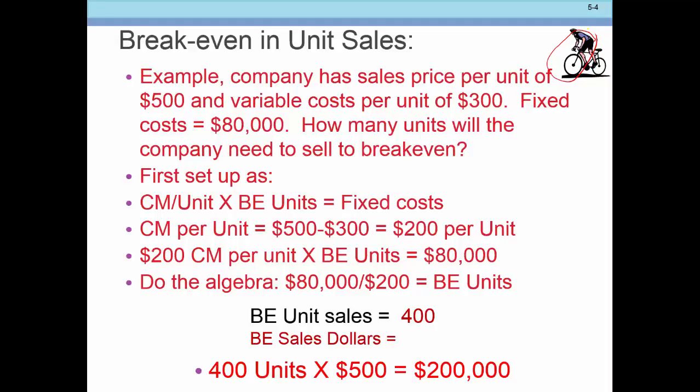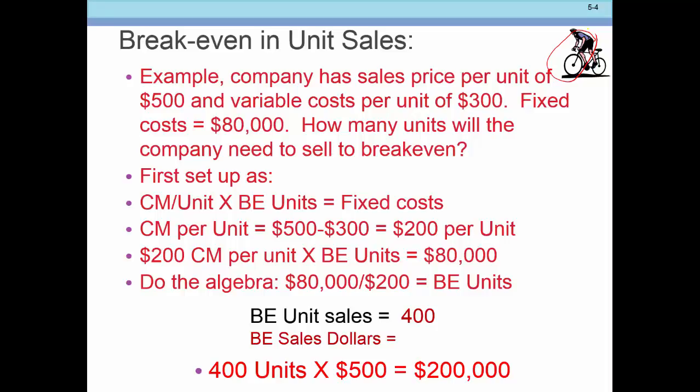$300. That means we have $200 left over per unit after we've covered our variable costs, right? They tell us in this problem that the fixed cost equal 80,000, and we want to know how many units will the company need to break even. So we set it up as our contribution margin per unit times our break even in units has to equal our fixed cost. Isn't that how we set it up every time?